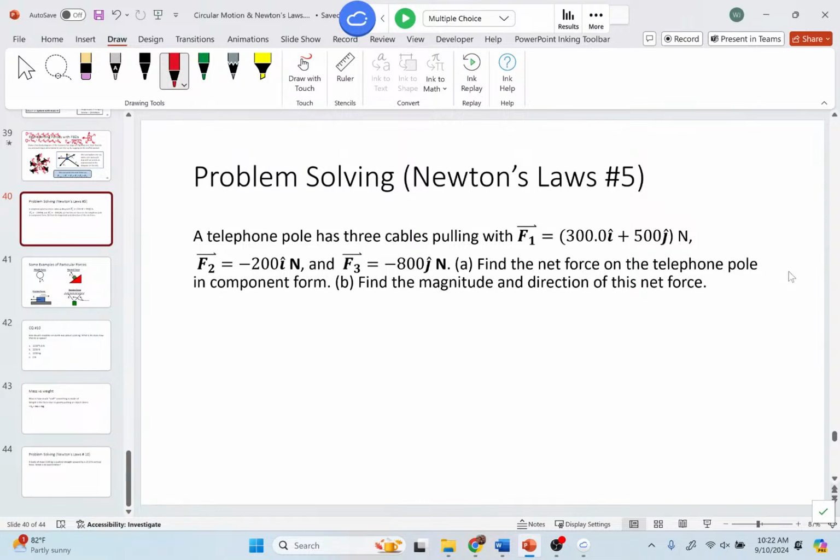Draw a picture. How do you draw the picture? Here's my telephone pole. Looks just like it. Do you know how to draw vectors based on vector notation? 300 i hat, that's 300 in the positive x. 500 j hat, that's 500 in the positive y. This will let you check your work. And then draw the other vectors and find the net force. And if you're stumped, call me on it. Call your own.